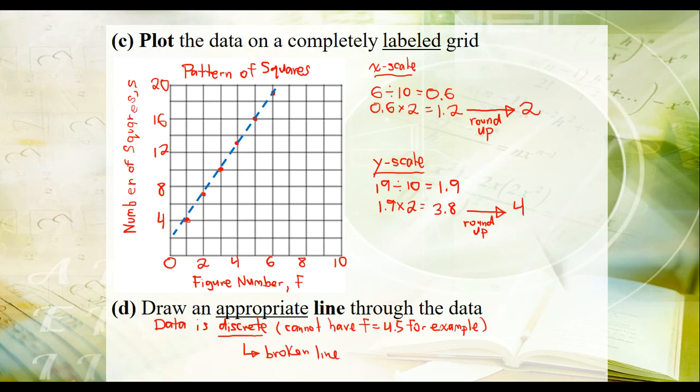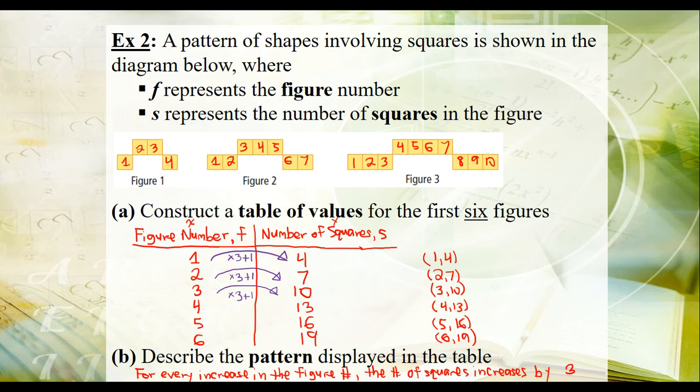And we can confirm this. So we go back here. 3 times the figure number 1 would be 3, plus 1 is 4. 3 times the figure number of 2 would be 6, plus 1 is 7. 3 times the figure number of 3 plus 1 would be 10. And you could actually confirm it through the other 3 points as well.